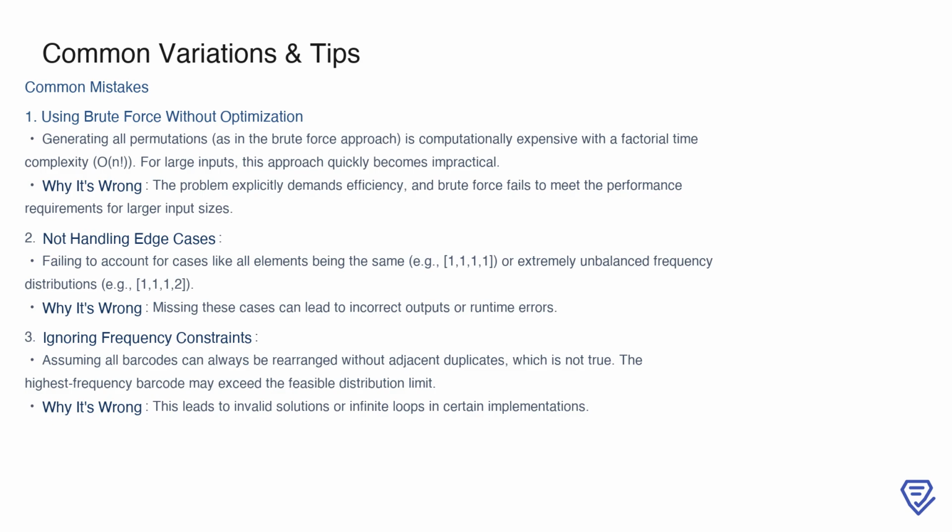Finally, some solutions ignore the constraints imposed by the frequencies of the barcodes. For example, the most frequent barcode may exceed the allowable distribution limit, making it impossible to rearrange the array while avoiding adjacent duplicates. Failing to account for this can result in invalid solutions or infinite loops in your implementation.